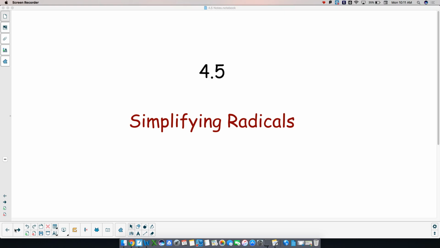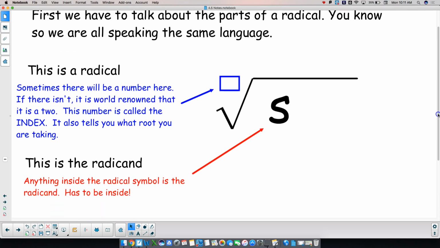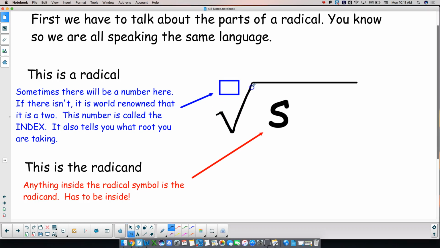And again, we're going to focus in on the square roots today, and then we'll bring in variables and other roots on Wednesday. Okay? So let's first talk about the parts of a radical so that we are all speaking the same thing. Okay? So first off, a radical is this symbol. Okay? So this symbol here is a radical.